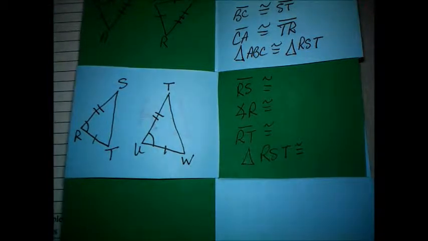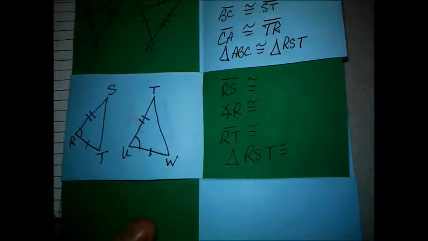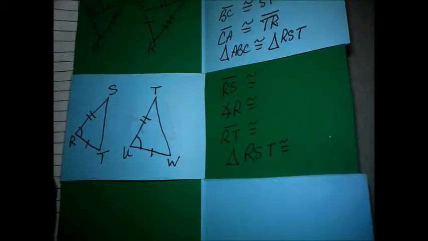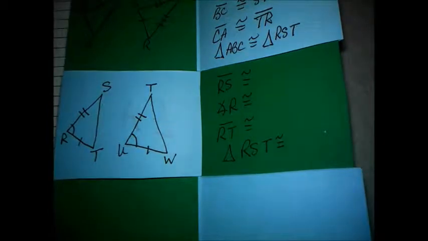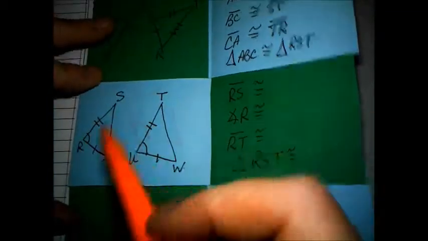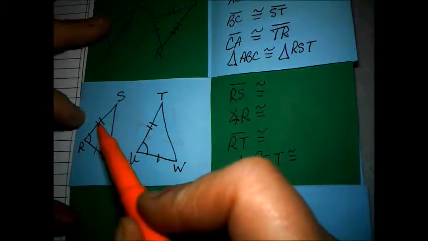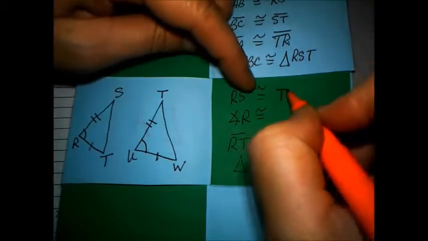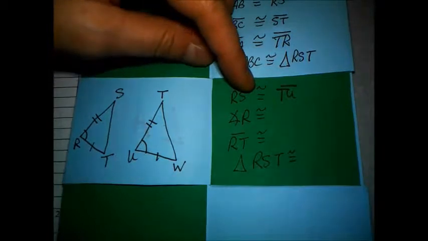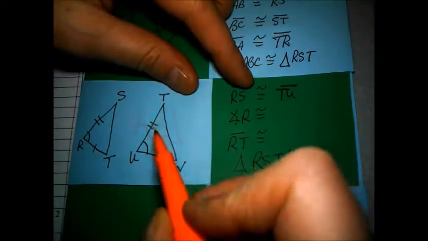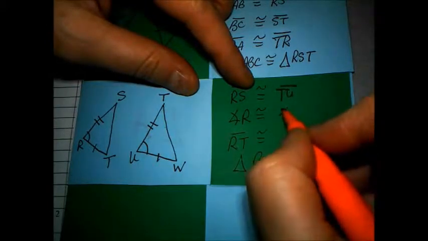Okay, so we have it filled in. We have to write our answers on the side as well as in our notes. So let me change markers. This shows that RS, this segment, has two hash marks, so the corresponding side would be TU. Angle R has one arc, so its corresponding angle will be angle U.